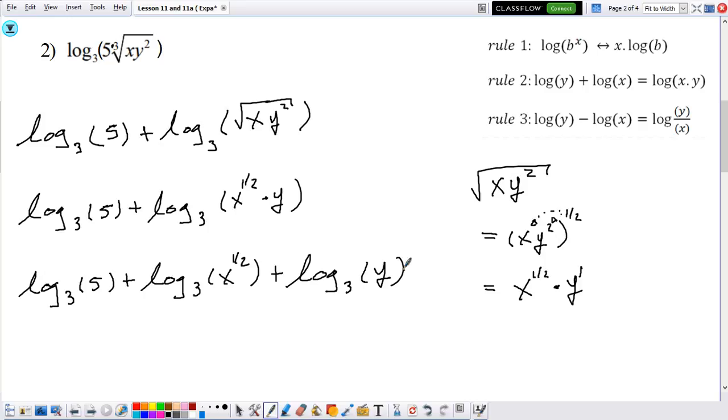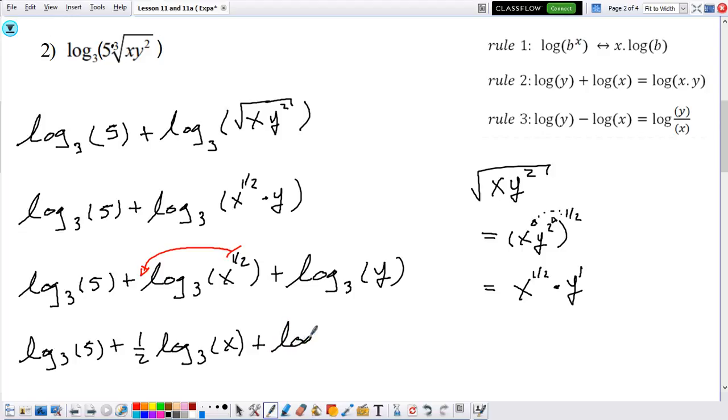Again, in your answers, you should not have an exponent. Notice that here we have an exponent, and according to the rule of logarithms, if you have an exponent, it should go to the front. The first expression does not have an exponent, so I'm just going to rewrite it. Second expression, it has an exponent of 1/2, so it goes to the front. Third expression does not have an exponent, so I should just rewrite it. And that's it. This is your final answer.